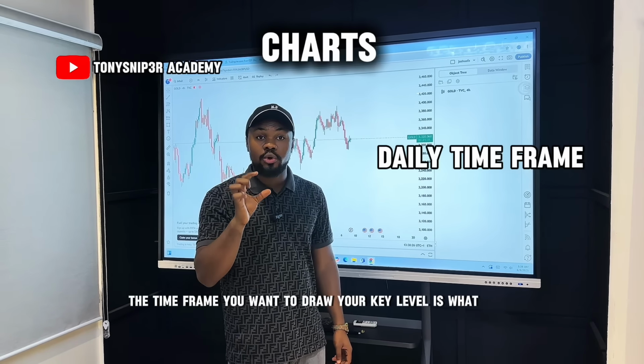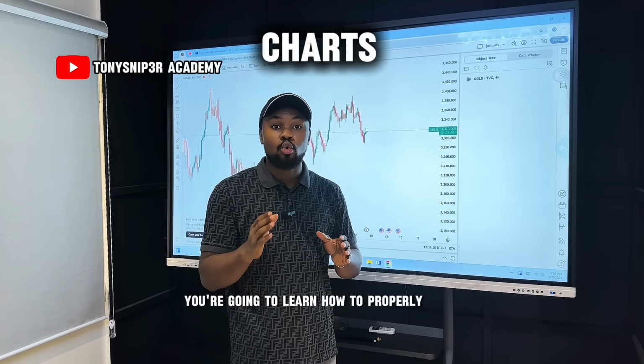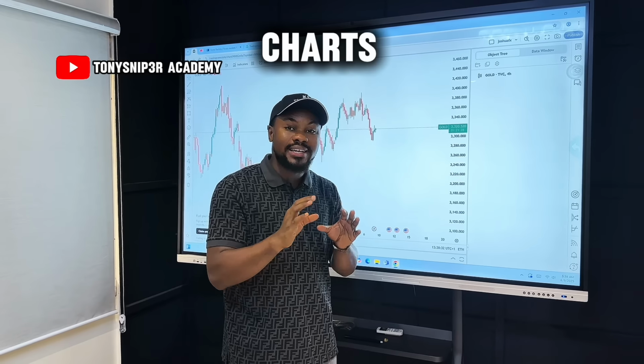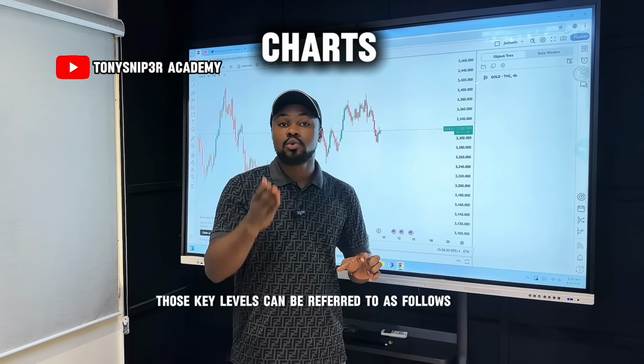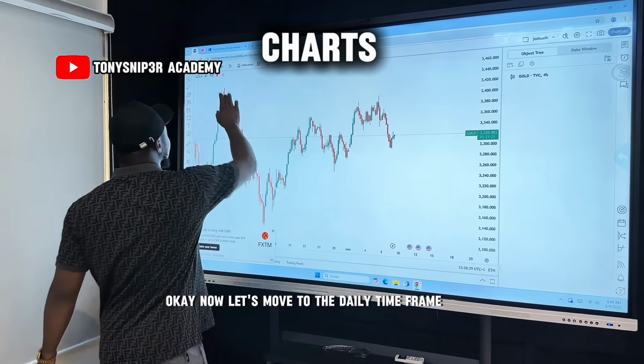The time frame you want to draw your key level is what? The daily time frame. Now, on the daily time frame, you're going to learn how to properly align your key levels. Those key levels can be referred to as a POI, which is point of interest. Okay, now let's move to the daily time frame.